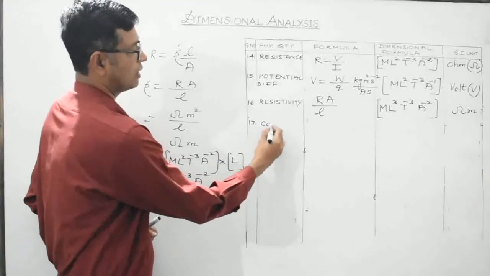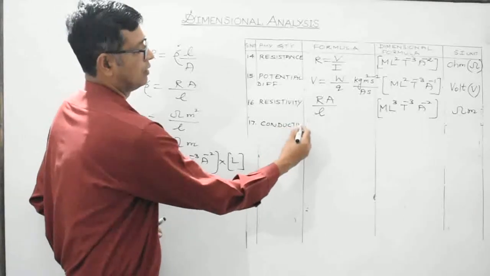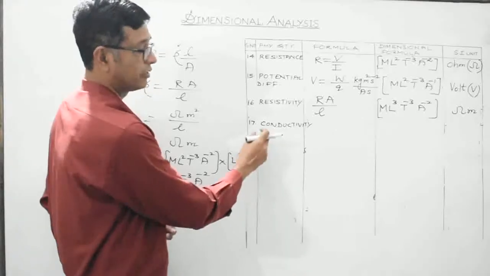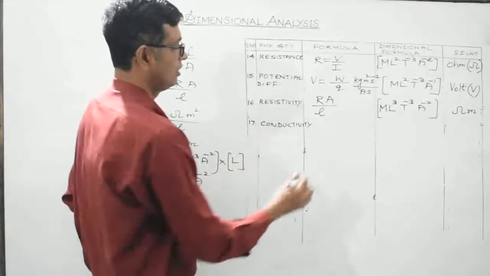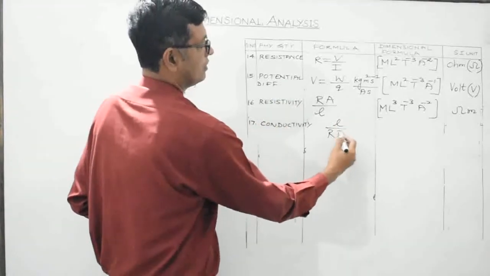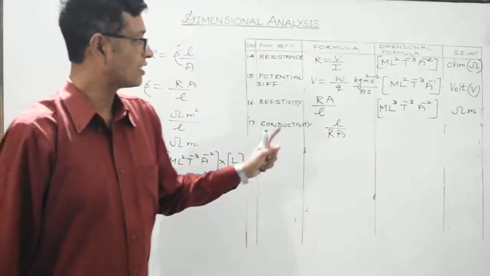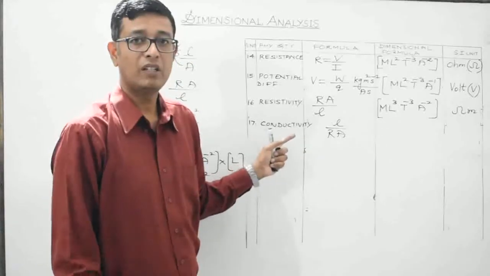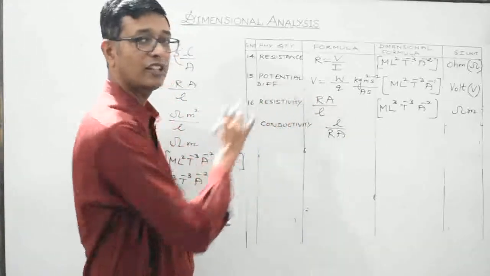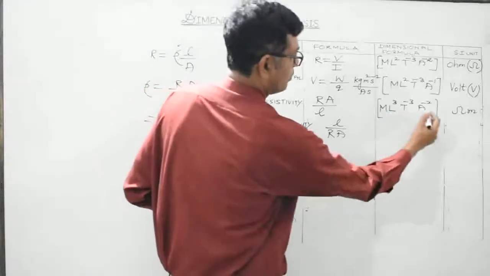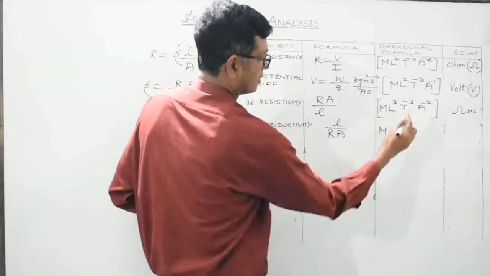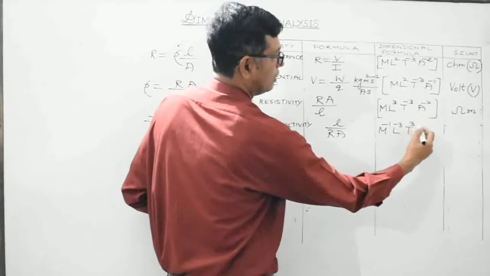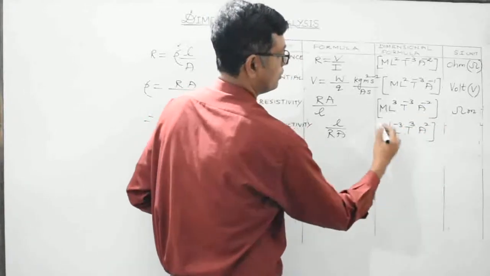What about conductivity? Now look, conductivity is reciprocal of resistivity. They are antonyms. So it will be L by RA. Since conductivity is reciprocal of resistivity, the dimensional formula for conductivity would be the inverse of the dimensional formula for resistivity. So it would be inverse of this: M to the power minus 1, L to the power minus 3, T to the power 3, A to the power 2.